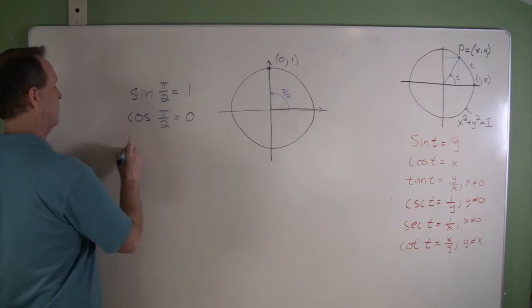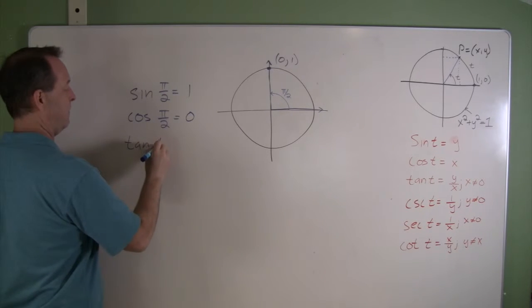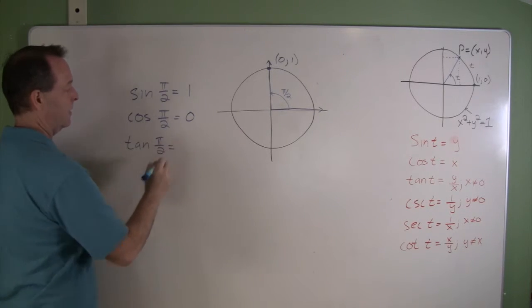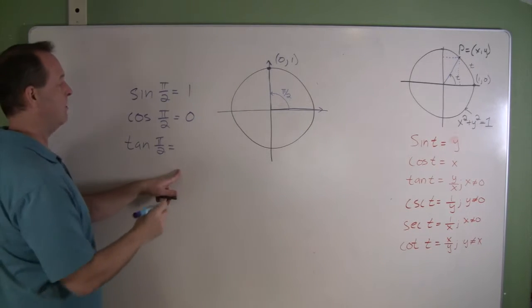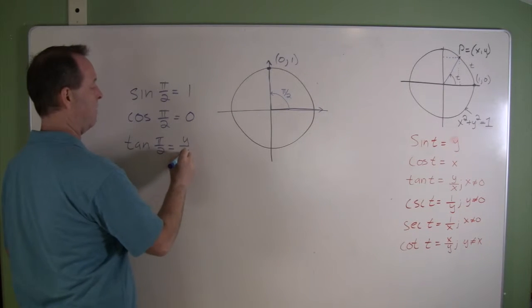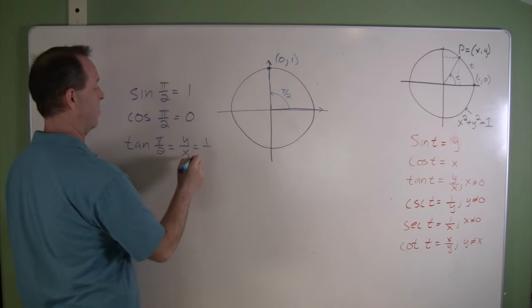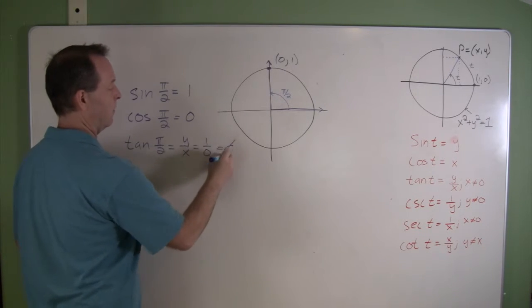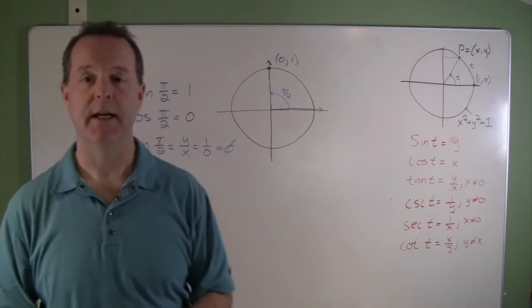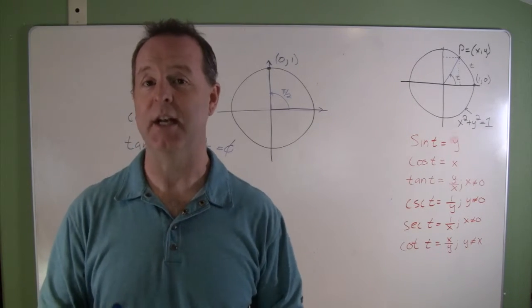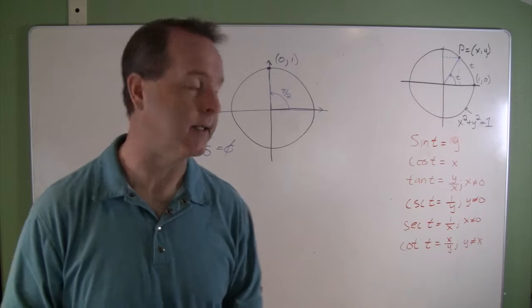Tangent, so what's the tangent of pi halves? The tangent of pi halves was my y-coordinate over my x-coordinate. My y-coordinate was 1, my x-coordinate was 0. So therefore, the tangent at 90 degrees, or the tangent at pi halves, is undefined.